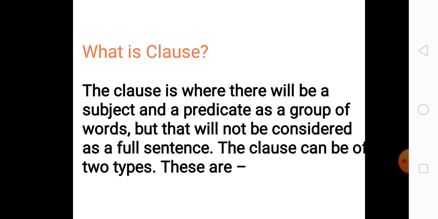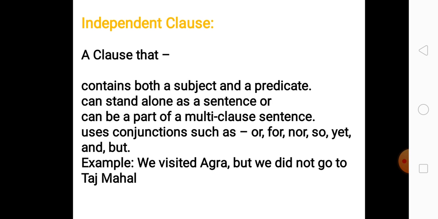The clause can be of two types. These are groups of words, not a complete sentence, but containing a subject and a finite verb. They are groups of meaningful words. They may or may not be dependent on something else for complete meaning. We will be studying the types of clauses now, and you will understand that a clause may depend on something or may stand on its own. And it has a subject, a predicate and a finite verb. So this is the definition of the clause.